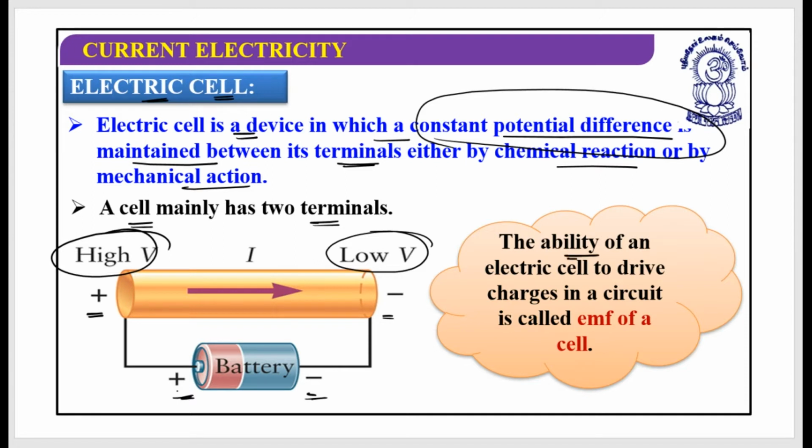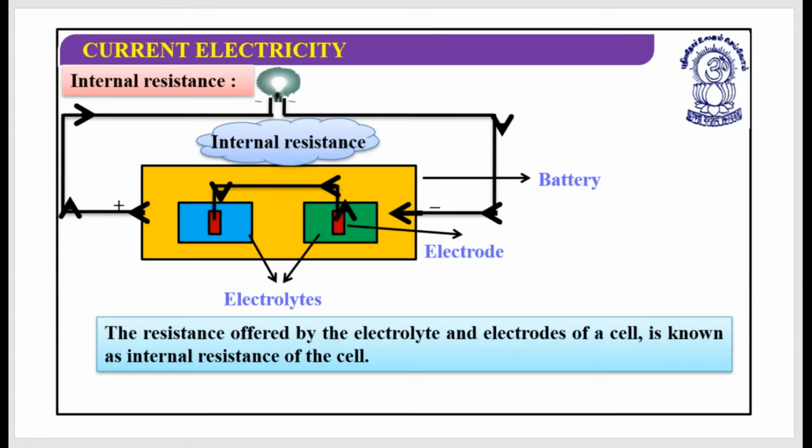And the ability of an electric cell to drive the charges in a circuit is called the EMF of a cell. Very important. We are going to discuss two parts: one is the EMF, another is the potential difference. So what is EMF? It is the ability of an electric cell to drive the charges in a circuit, that we call EMF.